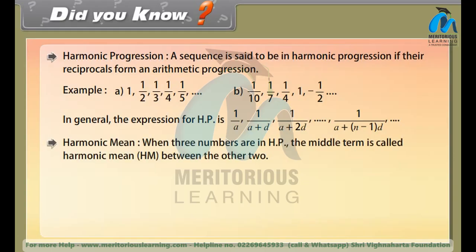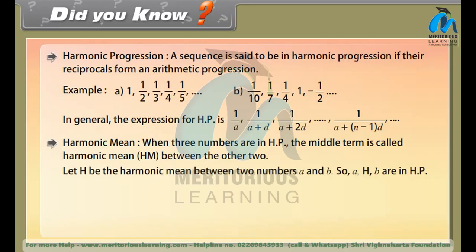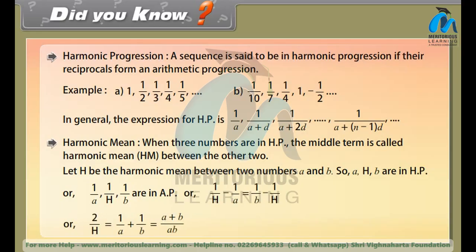Harmonic mean. When three numbers are in HP, the middle term is called harmonic mean between the other two. Let H be the harmonic mean between two numbers A and B. So, A, H, B are in HP, or 1 by A, 1 by H, 1 by B are in AP. Therefore, H is equal to 2AB divided by A plus B.